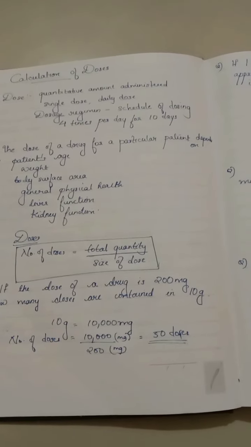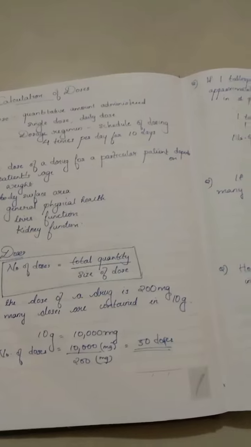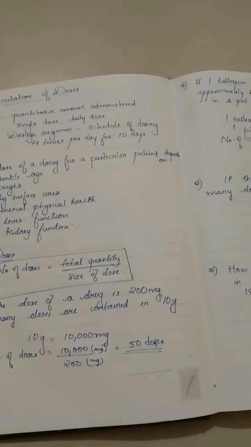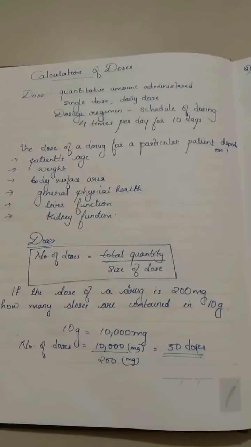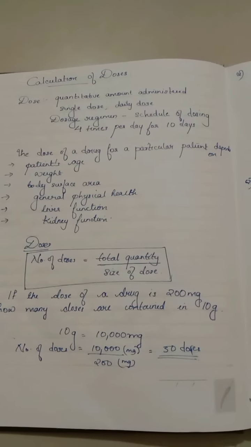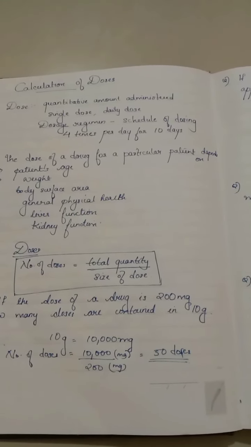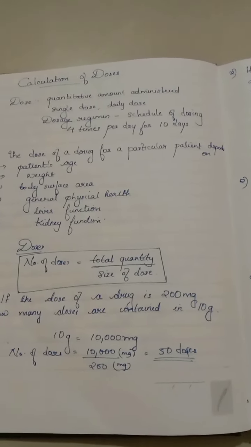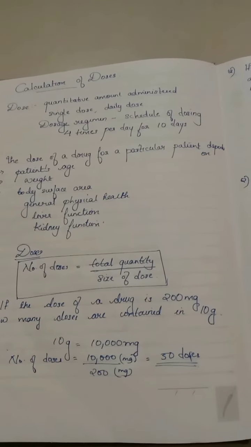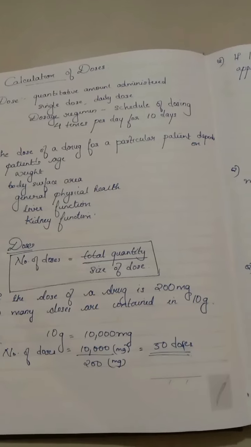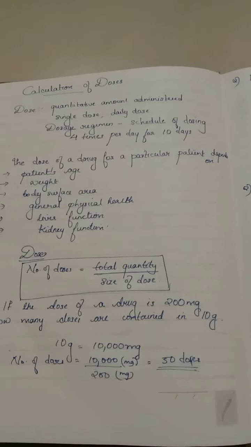As you all know, dosing of a drug is a very important factor in clinical practice, because the dose that we are going to prescribe for a pediatric and a geriatric, as well as for any group of patients, is different. So, do you know what a dose is? Dose is actually the quantitative amount administered to a patient. It differs. We can say there is single dose, daily dose, multiple dose, etc.